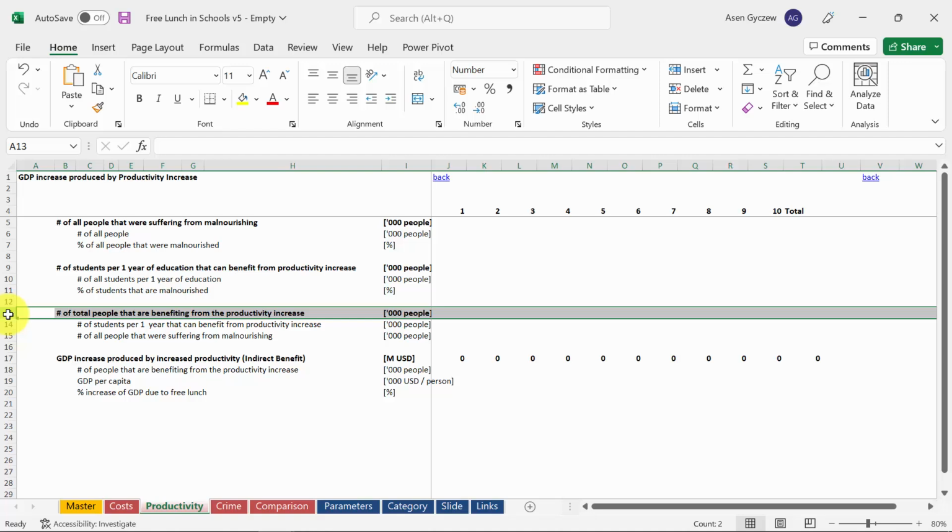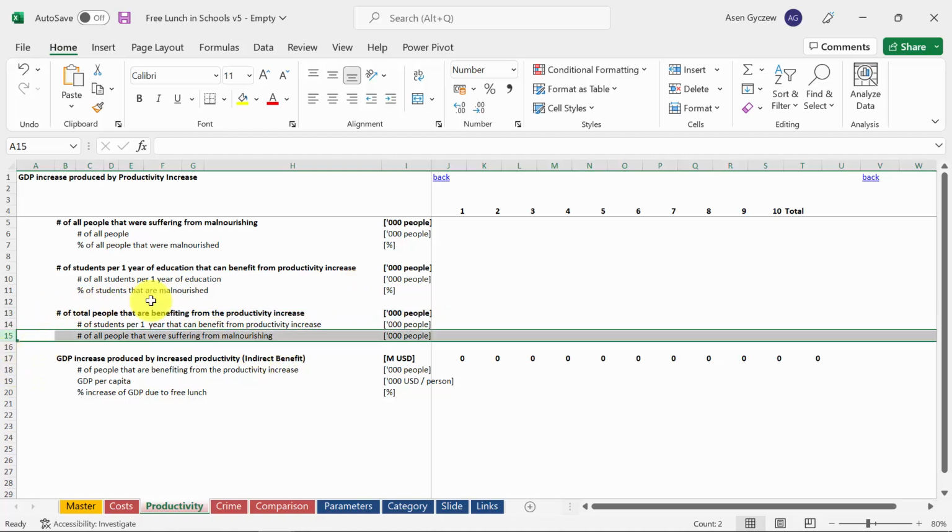So we want to estimate the total number of people that are benefiting in the whole population from the productivity increase. To see the effect of the free lunch on productivity, we have to wait for the kids to join the workforce. In other words, every year we will release a new group of kids to the job market that will have a higher productivity, thanks to the fact that we've provided them free lunch when they were studying. This means that the total positive effect will grow every year until malnourished kids join the workforce. After that, we will reach the saturation point of this positive effect, and it will stop growing.